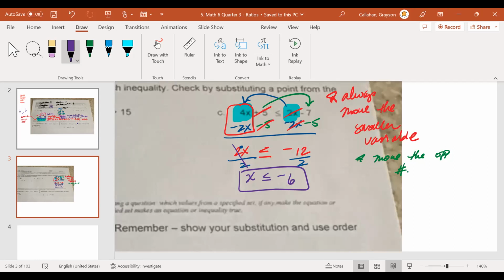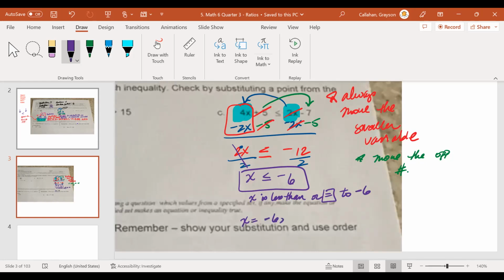Negative 6. X is less than or equal to. The way you read this is x is less than or equal to negative 6. Because there's an equal to, it means it could be equal to negative 6. So what is x equal to? It could be anything smaller or equal to negative 6.